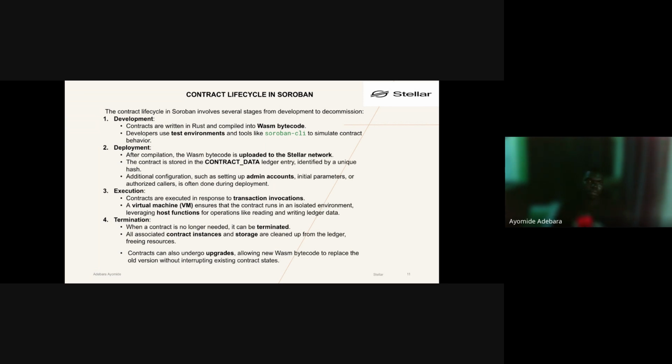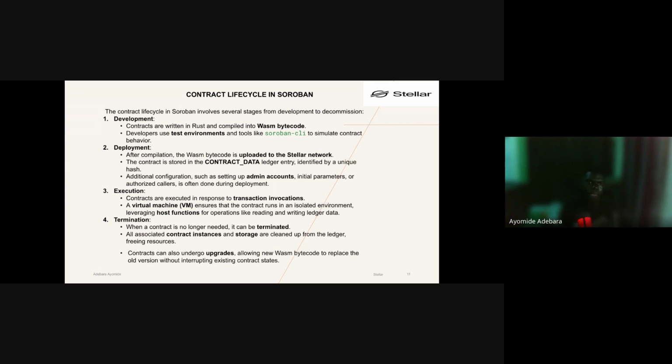So the next stage after development is deployment. What does deployment mean? This means that the moment you finish writing your smart contract, you compile it, and when you compile it, it results in your WASM bytecode. Whenever you write your Rust program, just like we've done in previous classes, you have a target folder, and that target folder is where your compiled WASM bytecode is found.